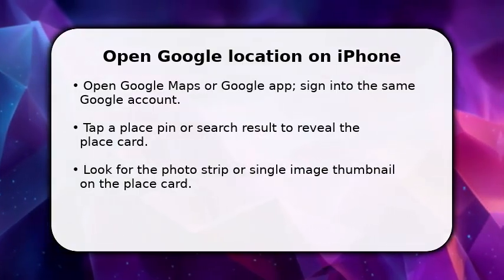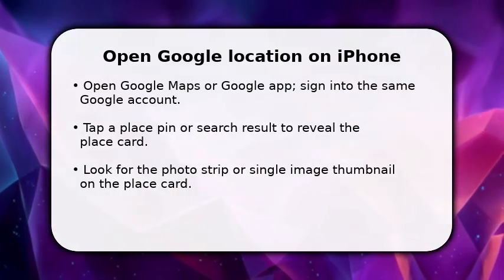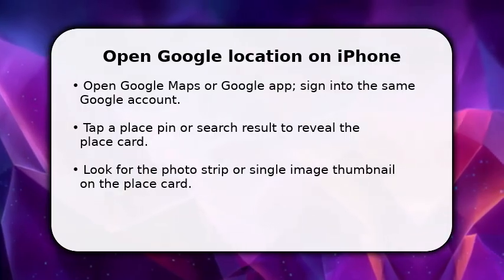You start by opening Google Maps or the Google app and making sure you're signed into the account that holds saved places. Tap the place pin or search result so the place card appears from the bottom. This shows summary info and media.